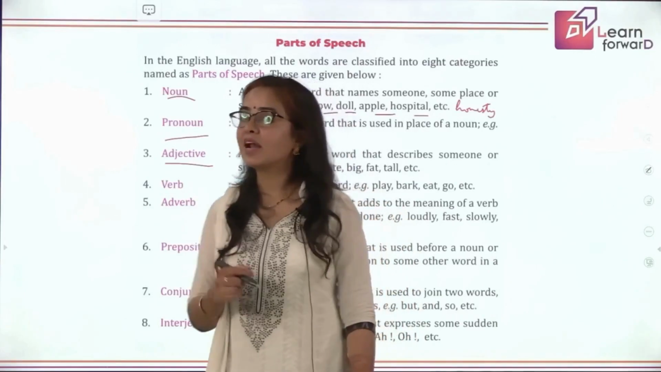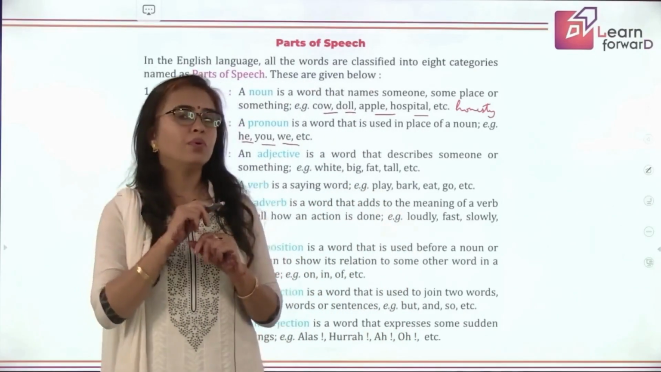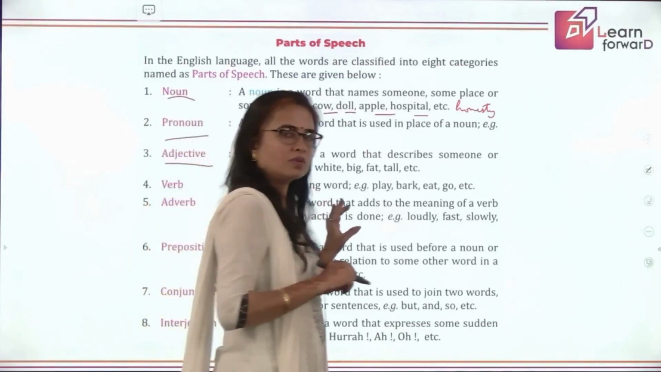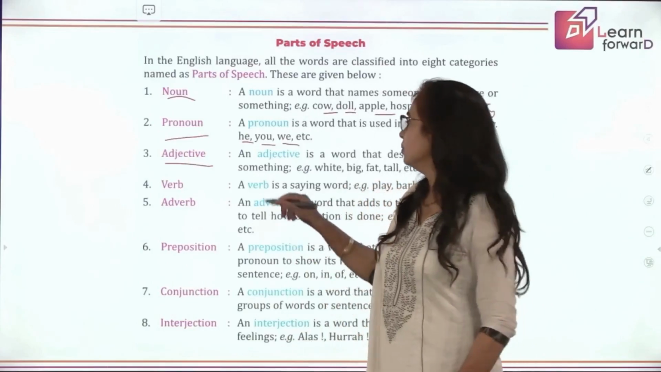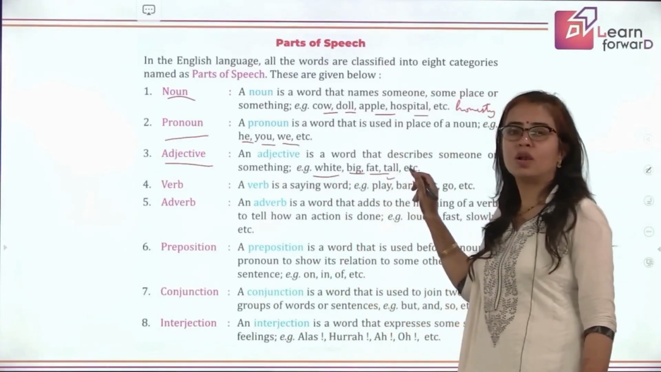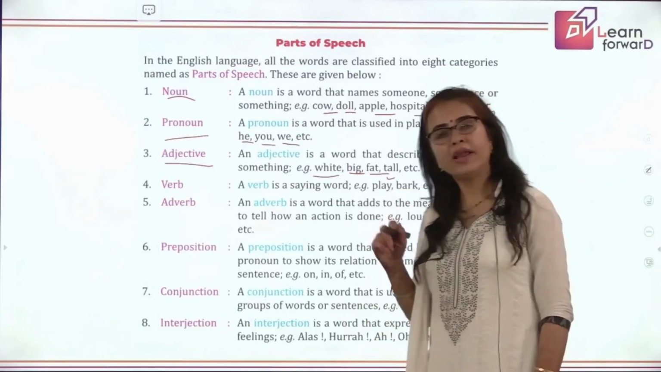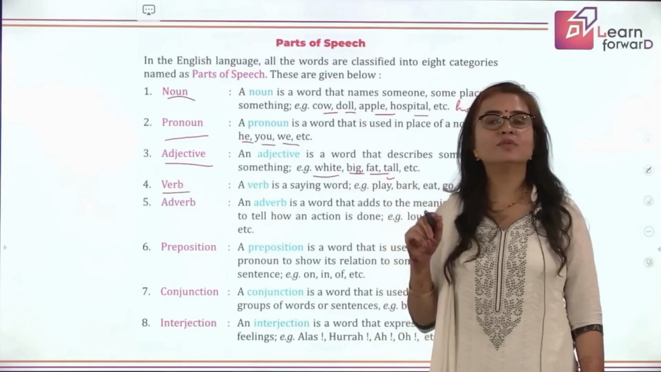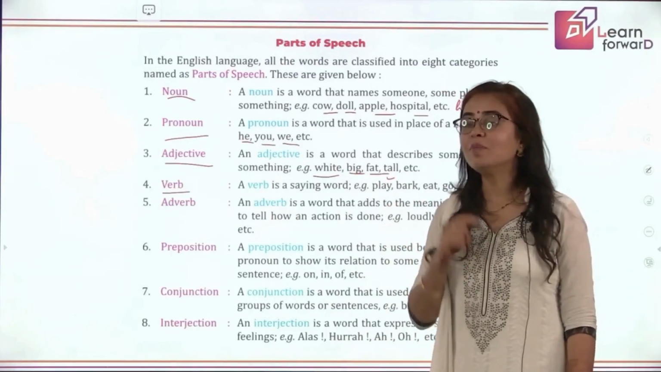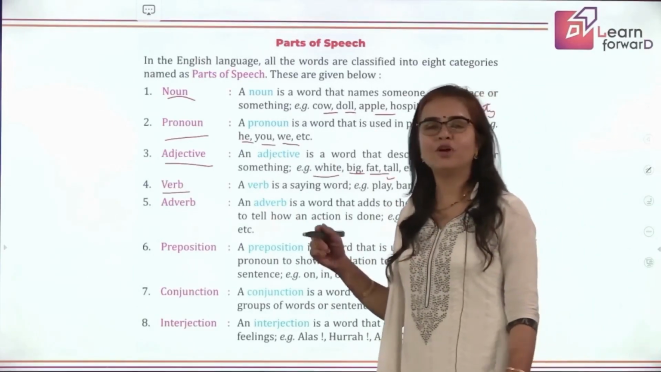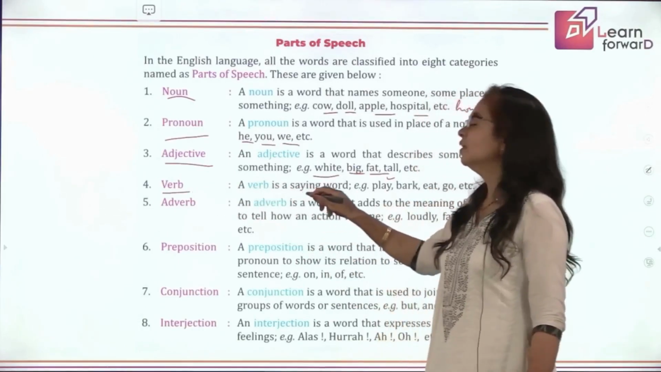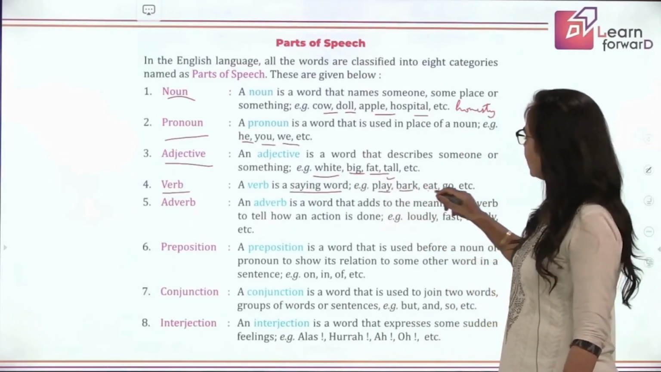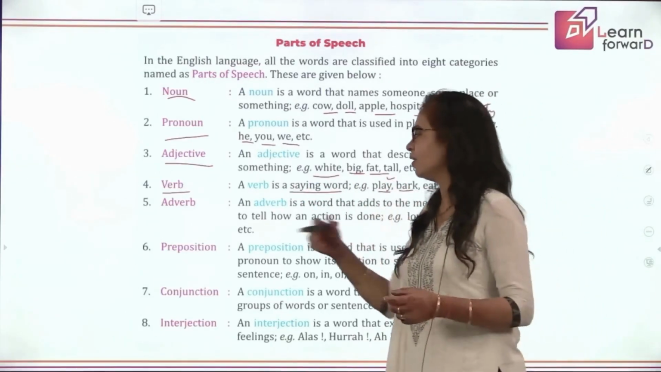Next is adjective. They describe a noun or a pronoun. So, describing words are called adjectives, right? Like white, big, fat, tall, dark, bright. They are all adjectives. Hard, soft. Next is verb. And verbs are action words. We'll be learning more about verbs also. It's not only action words, but right now for you, it is an action word like play, bark, eat, go. The action being done.